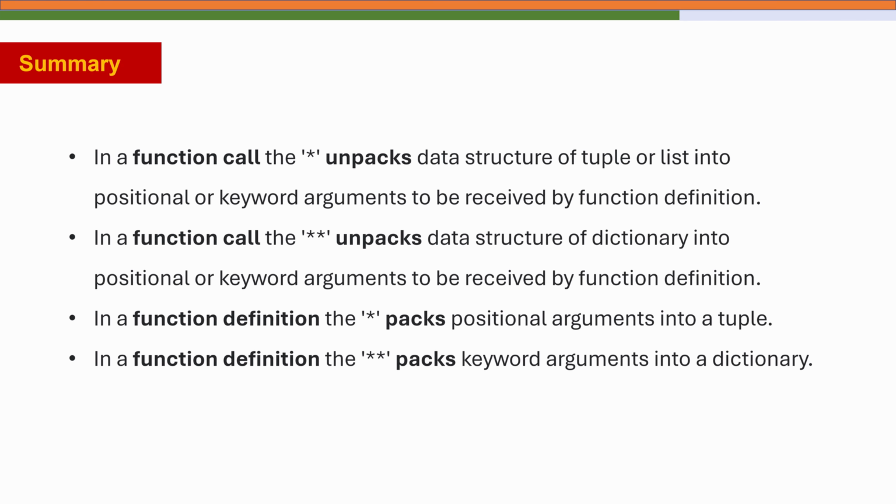So the asterisk and double asterisk operators at the call site do the reverse of asterisk args and asterisk asterisk kwargs. They unpack sequences and mappings into arguments, which is very handy to forward lists or dictionaries into functions.